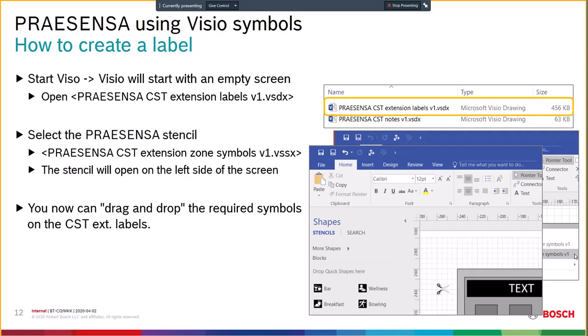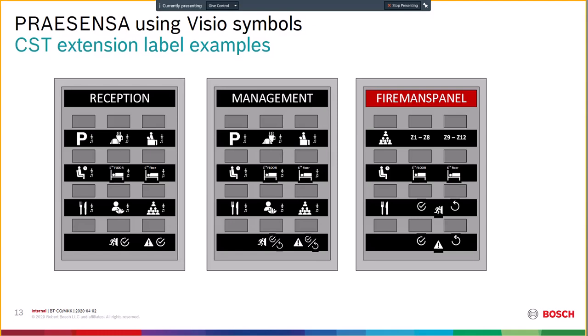Now it's actually quite simple. You can drag and drop those symbols on your workspace on the label for the call station. So that is very quickly how it works. And this is what you can create then. It looks like a lot, but it is actually very simple. You have a symbol for the P for parking, and you have a music and a microphone symbol. These are all standard in the stencils that we have.